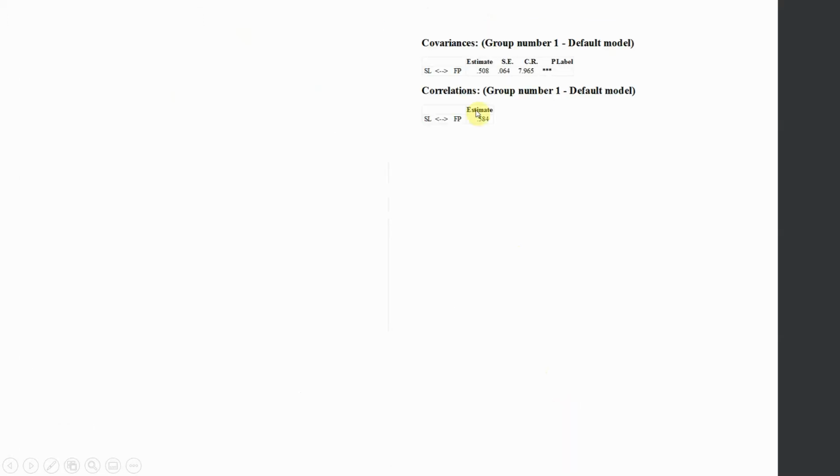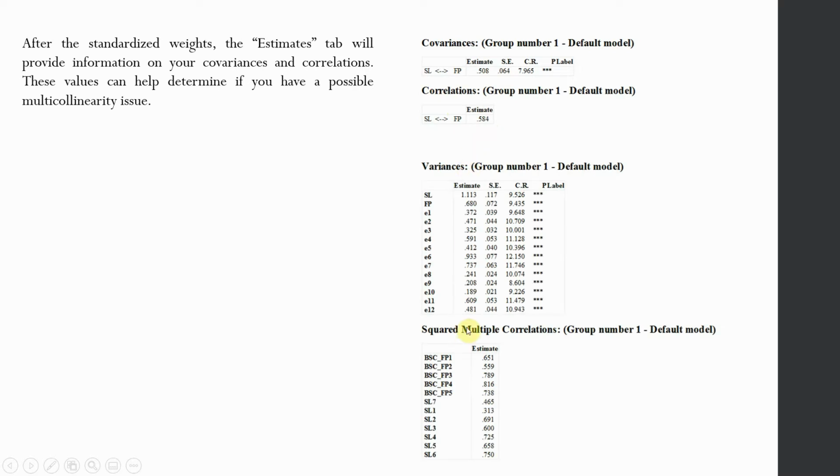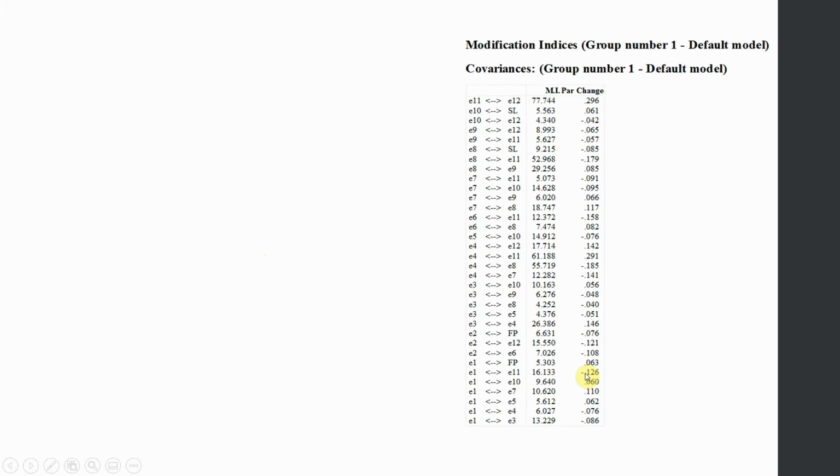Next is covariance and correlation. Covariance is unstandardized. So when the covariance value is standardized, it is the correlation. In this case, the correlation is moderate. And this will also help you assess multicollinearity. Next is variance and squared multiple correlation. Now at the bottom of the page, you will have squared multiple correlation. This is nothing more than the standardized regression weight that is squared. So if you square the loadings, you will get these squared multiple correlations.